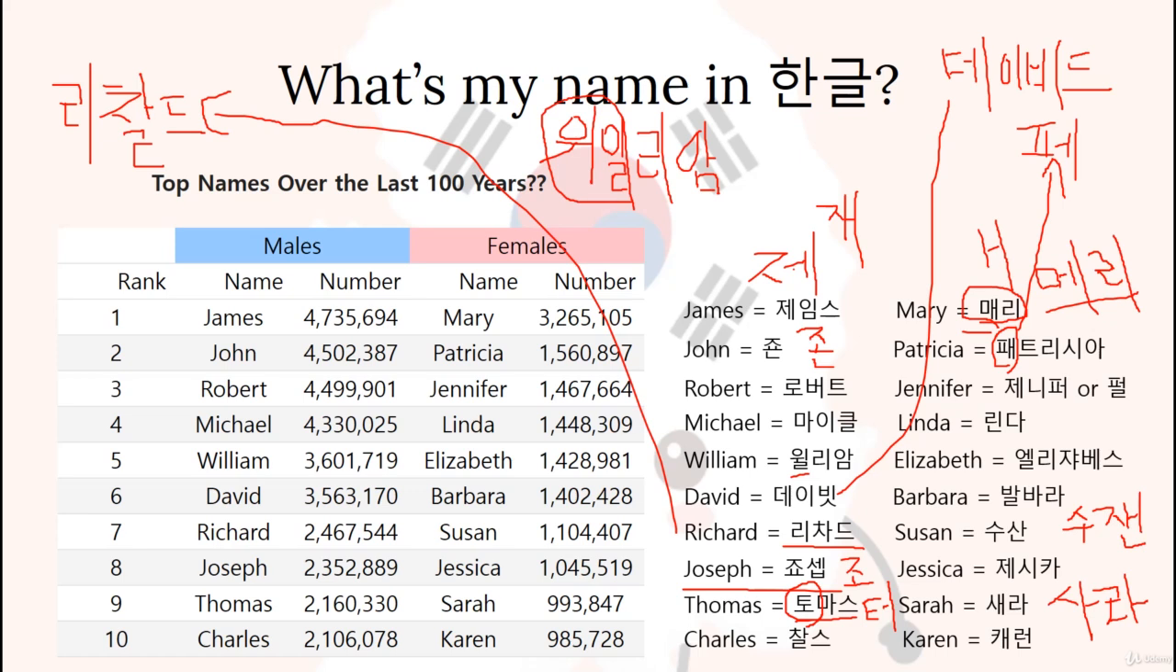Charles. Charles in Korean. Okay. Maybe we could also write it as Cha. Charles. That works too. Okay, Charles. Karen. This is ranked 10th as a female name. Okay. Karen. I hope you get the idea.